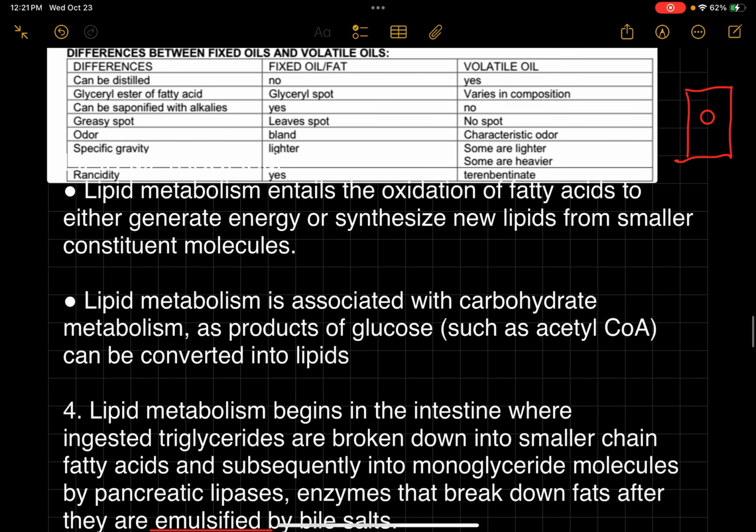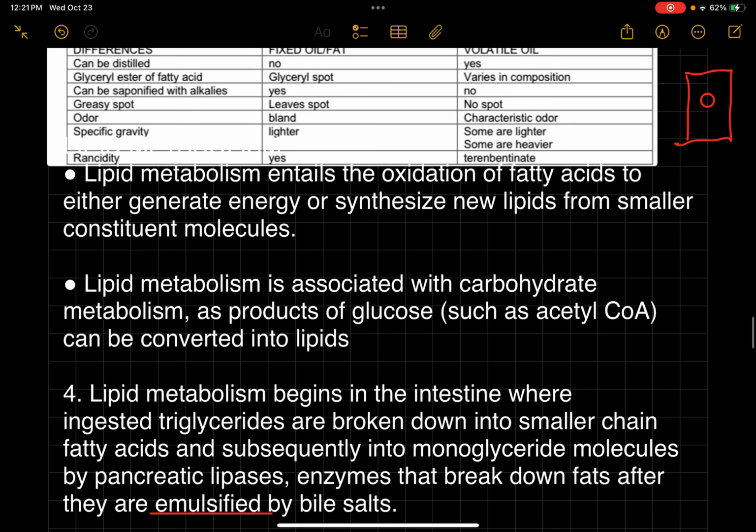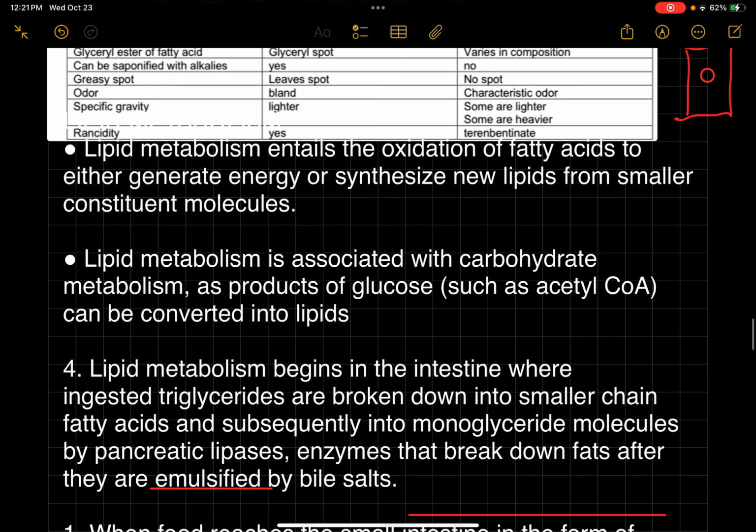So, lipid metabolism entails the oxidation of fatty acids to either generate energy or synthesize new lipid from smaller constituent molecules. Lipid metabolism is associated with carbohydrate metabolism as product of glucose can be converted into lipid. And lipid metabolism begins in the intestine, where ingested triglycerides are broken down into smaller chain fatty acids and subsequently into monoglyceride molecules by pancreatic lipases, an enzyme that breaks down fat after they are emulsified by bile salt.